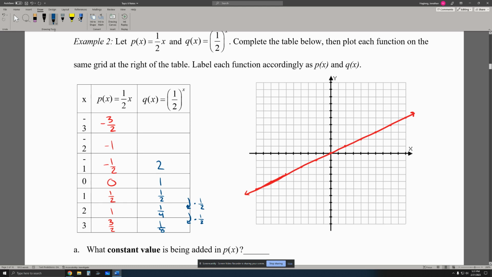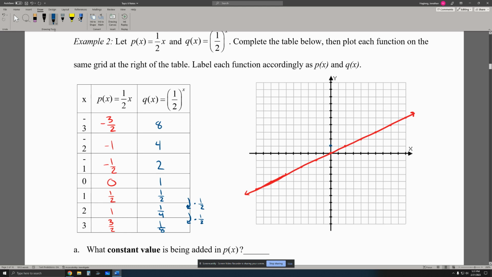1/2 to the negative second power would be equal to 4. And finally, 1/2 to the negative third power would be equal to 8. Okay, so as we move up the table, our function outputs are divided by 1/2 or multiplied by 2. So let's go ahead and plot these points.